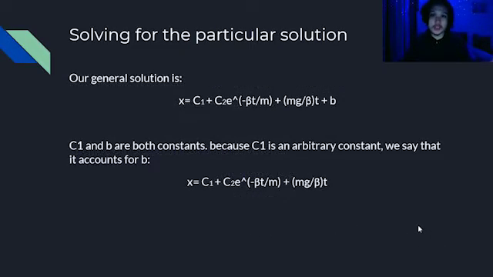So finally, our general solution will become this one: x equals c1 plus c2 times exponential of negative bt over m, plus mg over b times t. So c1 and b are both constants, because c1 is an arbitrary constant. We said that it accounts for b, and x will become c1 plus c2 times exponential of negative bt over m plus mg over b times t, because b is constant.